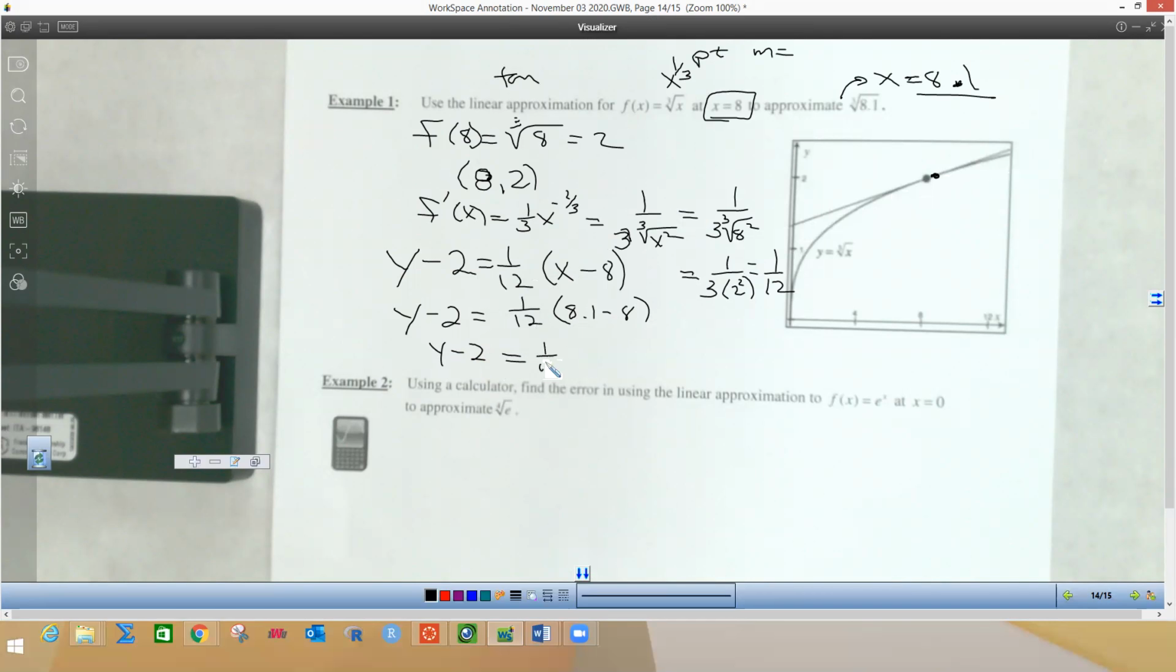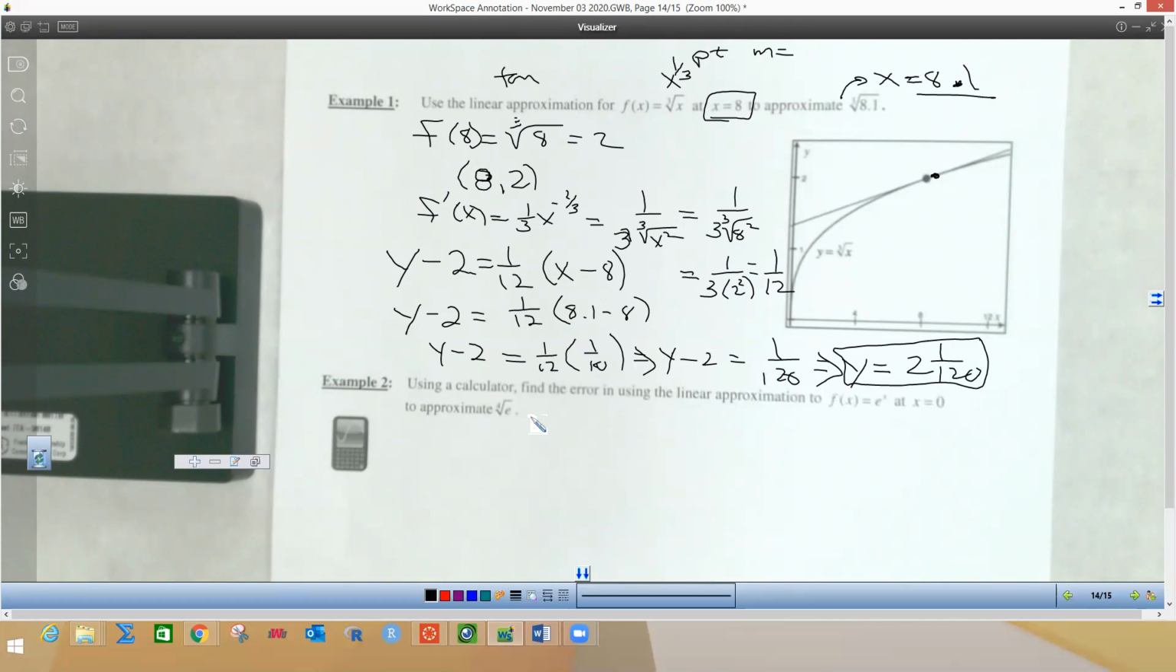So this is going to be 1/12, and then that's going to be 0.1, which is 1/10, or 0.1 if you wish. So this gives you y minus 2 is going to be 1 over 120, and you add the 2 over. So that's going to give you y equals 2 and 1/120. That would be our approximation right there.